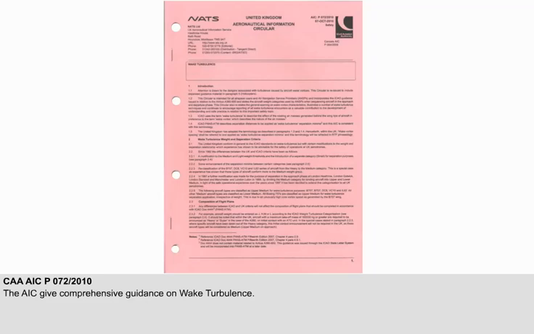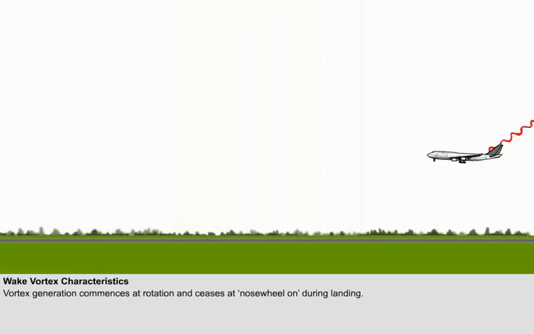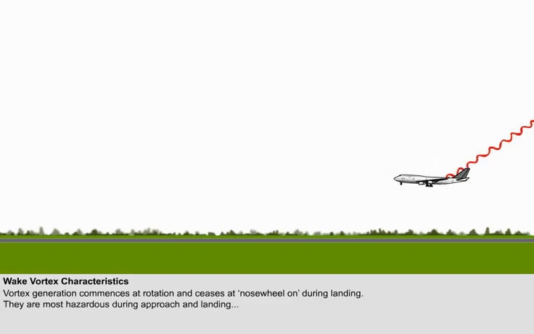Wake vortex generation begins when the nose wheel lifts off the runway at rotation on takeoff and continues until the nose wheel touches down again on landing. Wake vortices exist behind every aircraft, including helicopters when in flight, but are most severe when generated by heavy aircraft. They present the greatest danger during the final approach and landing phases of flight.